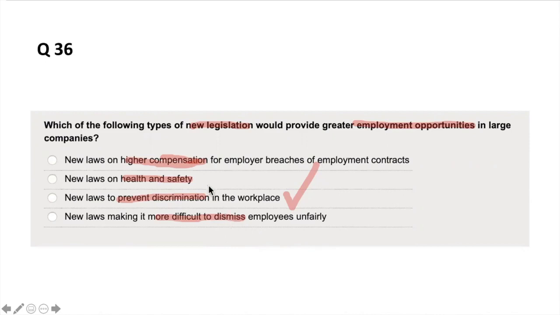So those are my thoughts, and that's why the best option would be new laws to prevent discrimination in the workplace.